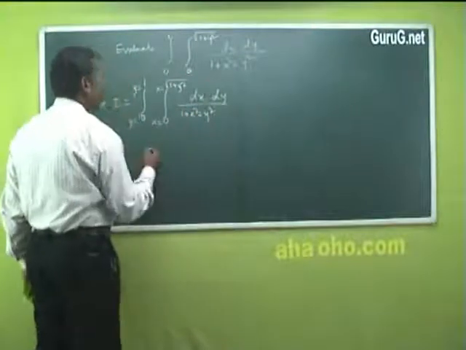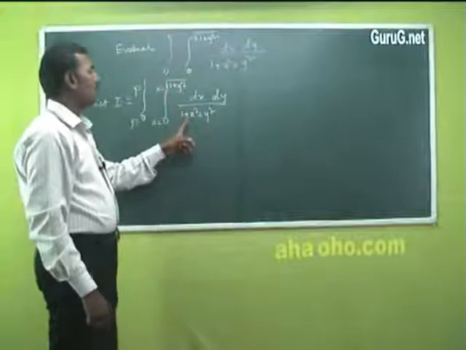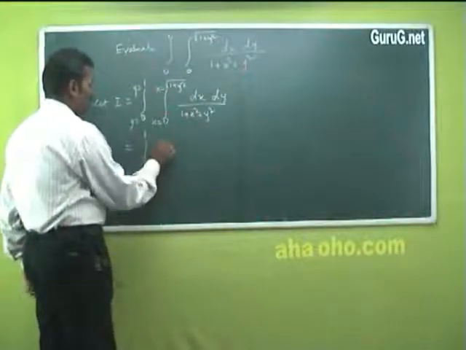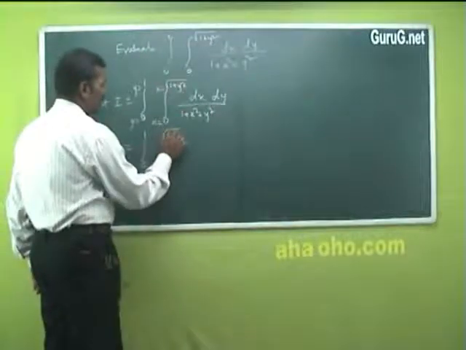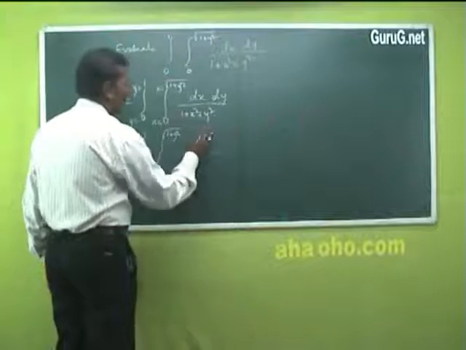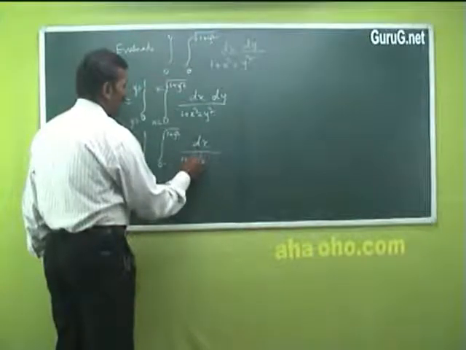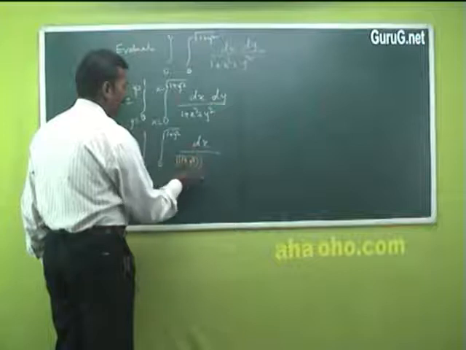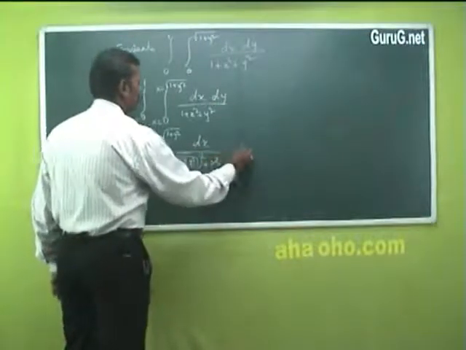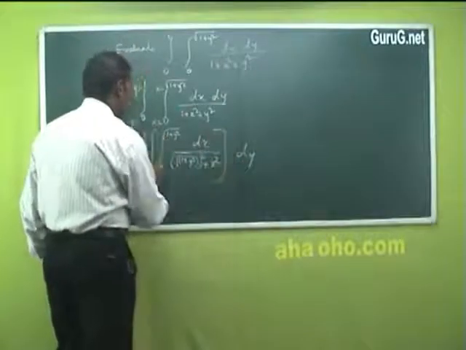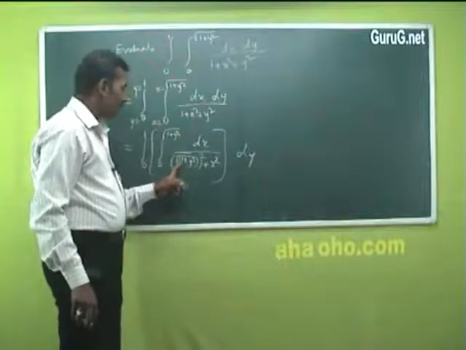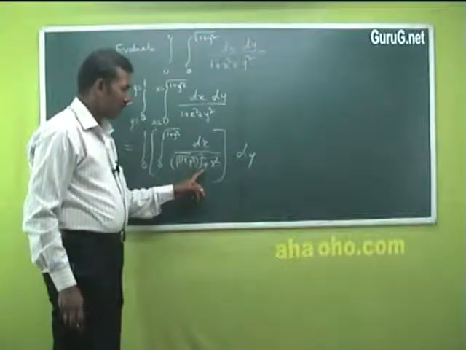Now integrate with respect to x, keeping y as constant. So integral 0 to 1, 0 to root of 1 plus y squared, dx by 1 plus y squared plus x squared. Is it right? So I can rewrite this function 1 plus x squared plus y squared as root of 1 plus y squared, the whole square, plus x squared.